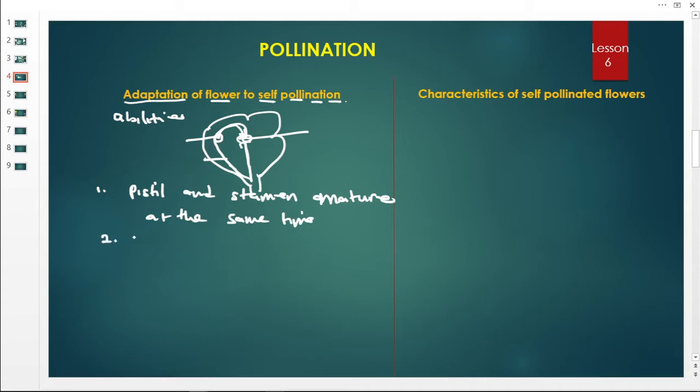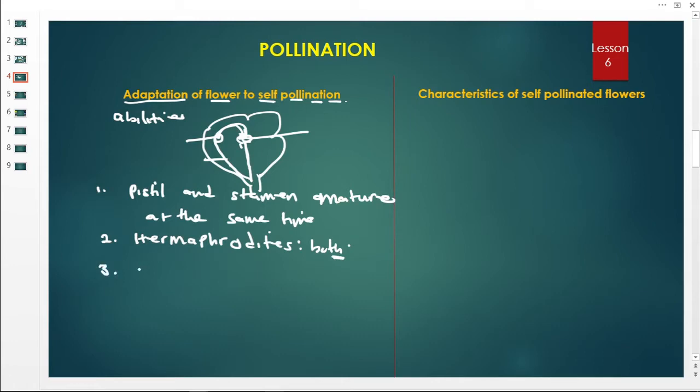Adaptation number two, some flowers are hermaphrodites. What? They are hermaphrodites, meaning that they are bisexual, so they have both the pistil and the stamen inside them. So they have both the male and the female part inside them. Thus this one favors what we call self-pollination.